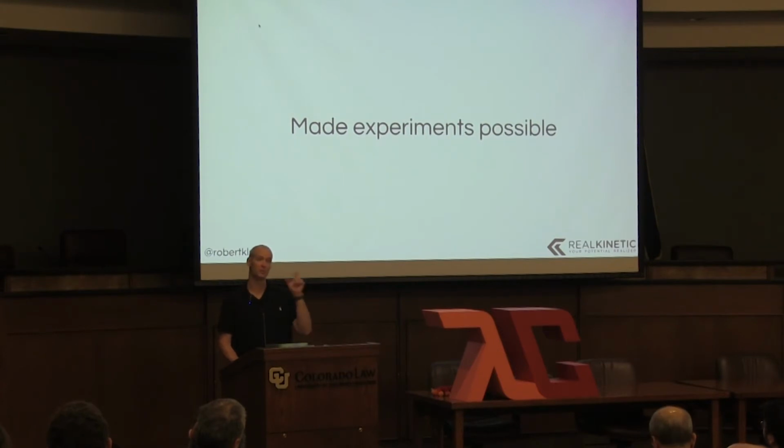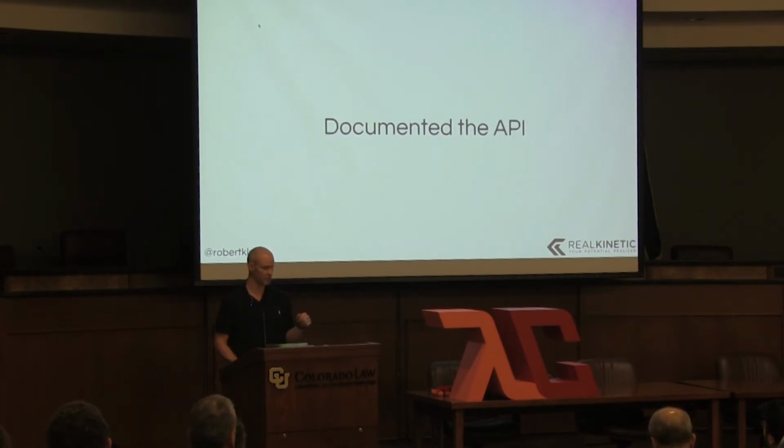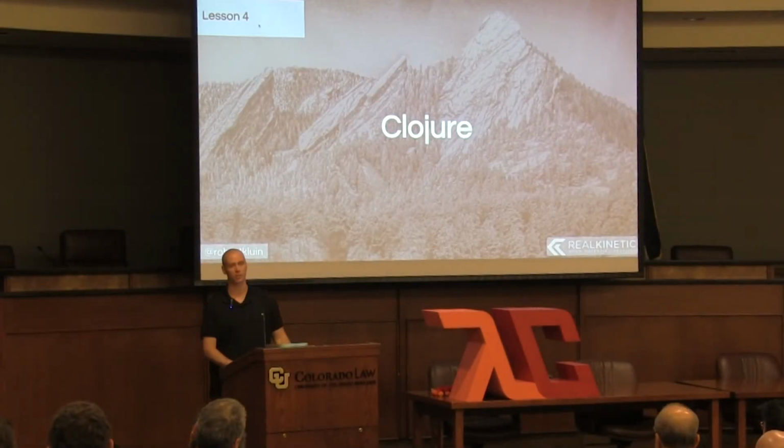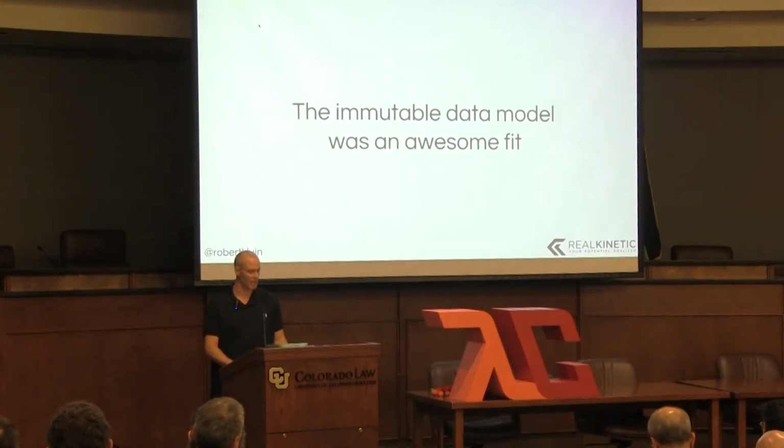It made experiments possible. What if we change this API structure? What if we adjust that a little bit? We could actually have well-reasoned conversations with this. And the biggest thing is it actually provided an extremely concrete documentation of this API and what was expected of its behaviors, which leads us to Clojure, which is ongoing success at the company.